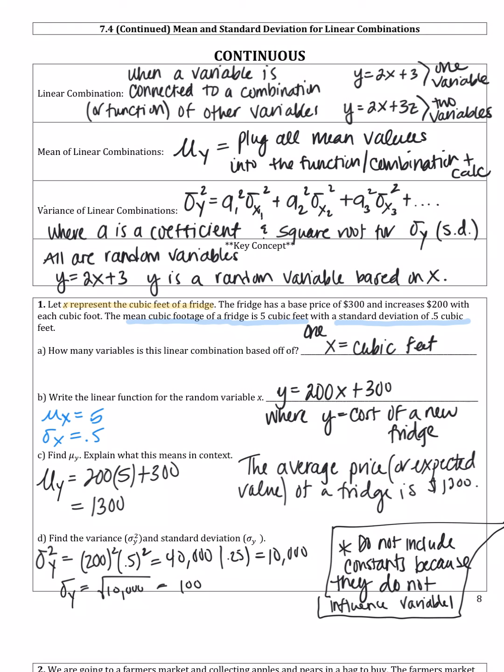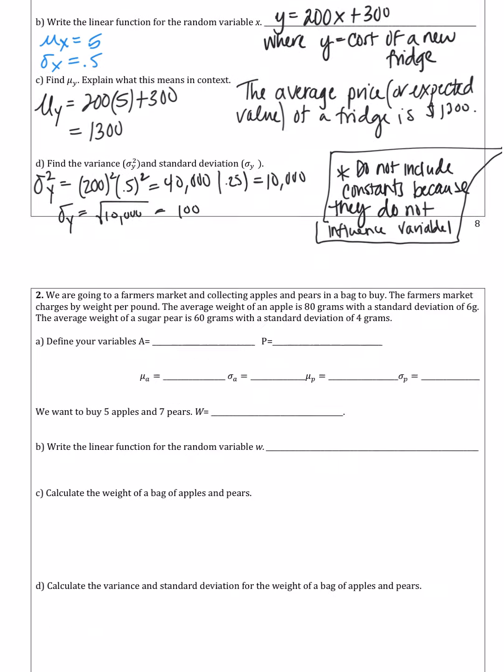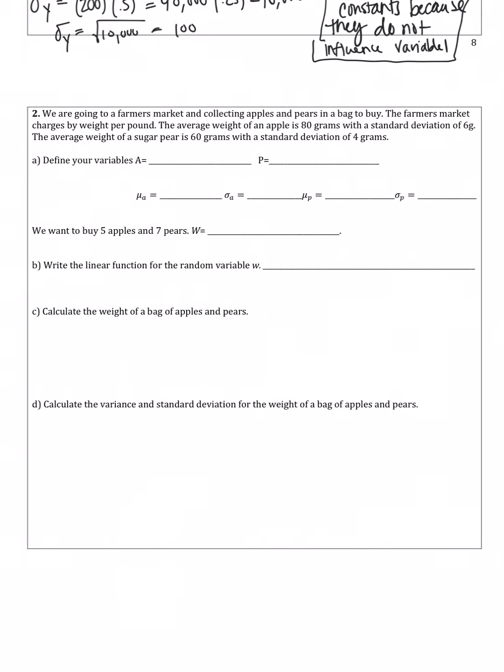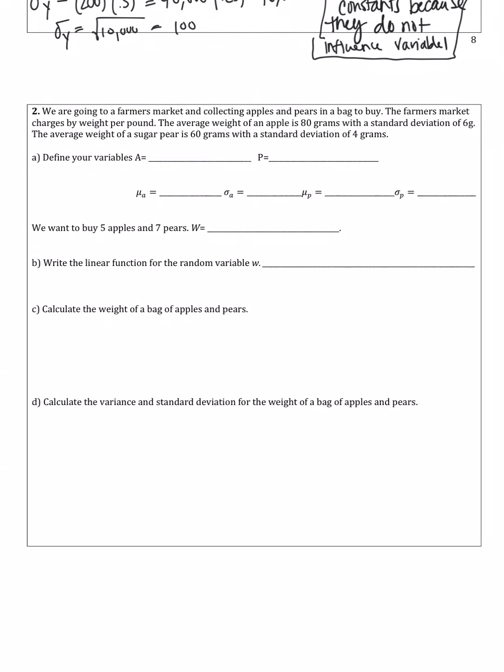So here I am able to talk about a random variable y based off of one random variable x, and I can talk about that. Okay? All right. I am going to let you guys do this example on your own, so pause the video right now. Try and do A, B, C, and D, and then when you're ready, play the video to see the key.